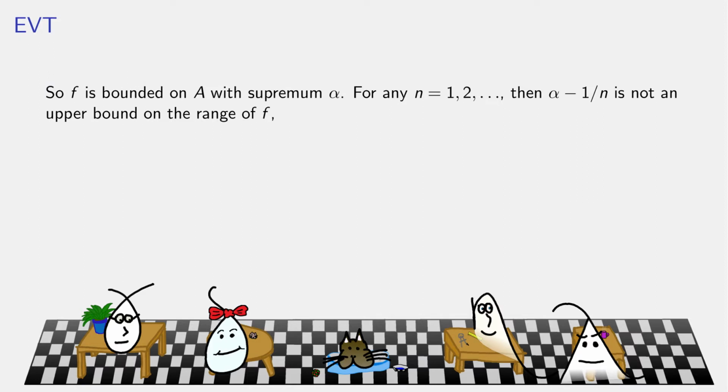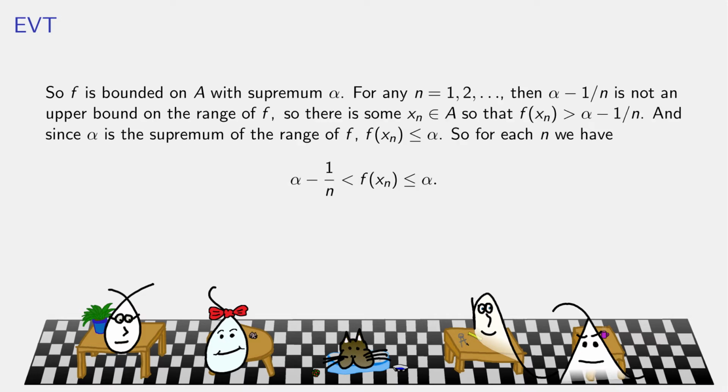Now the supremum isn't just an upper bound, it's the smallest upper bound, meaning alpha minus 1 over n is not an upper bound. Therefore there is some point, and we're going to call it x sub n, where f of x sub n is bigger than alpha minus 1 over n, because alpha minus 1 over n is not an upper bound. Some point in the domain evaluates to be larger than it. But since alpha is the supremum, f of xn can't be bigger than alpha. So f of xn is less than or equal to alpha.